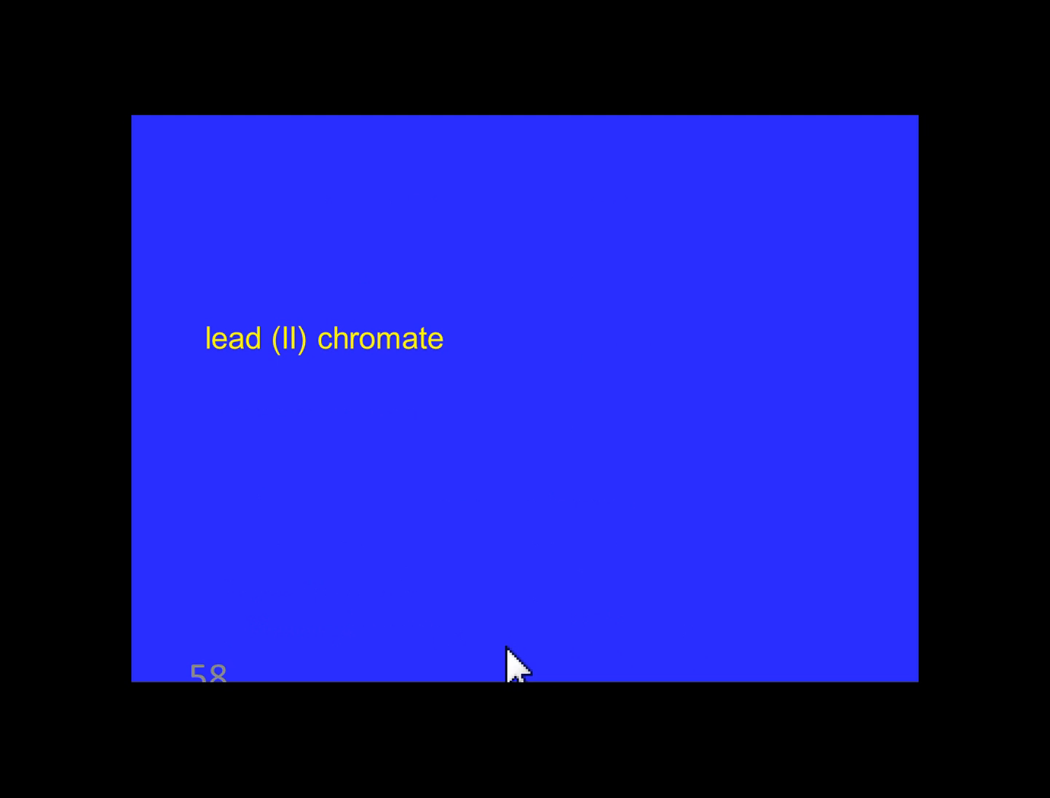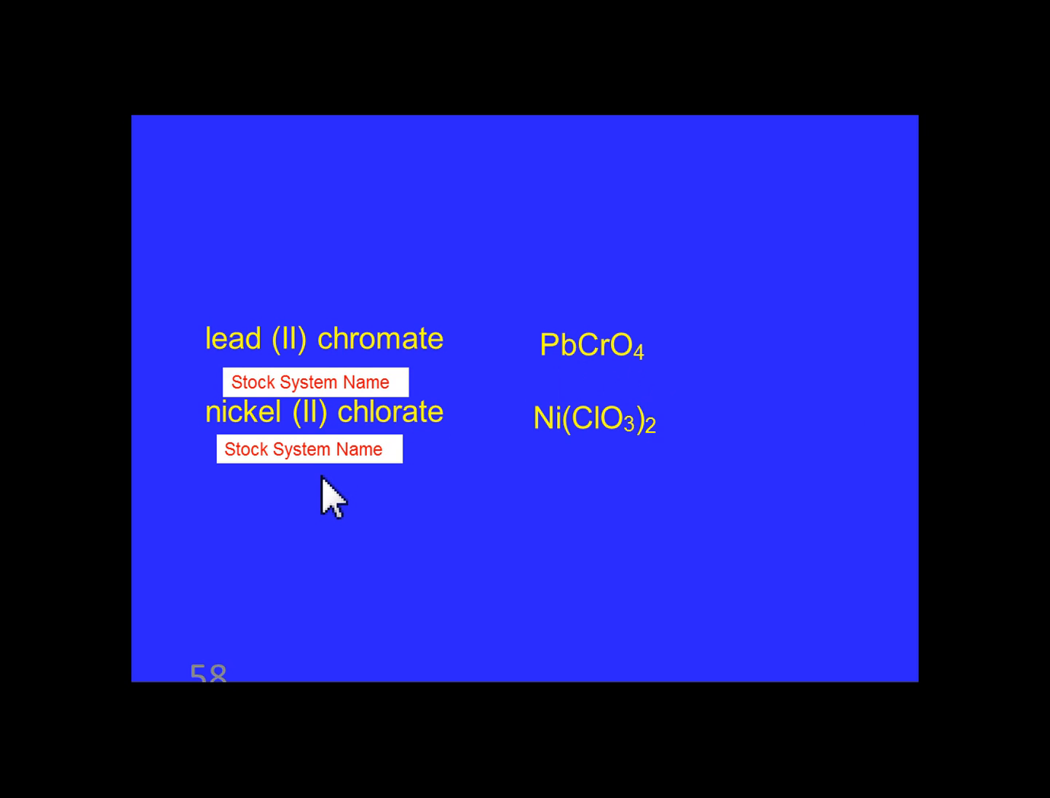All right, lead 2 chromate. It's PbCrO4. Chromate is CrO4. Lead is Pb. Nickel 2 chlorate. Ni(ClO3)2. Chlorate is ClO3 with a -1 charge, and nickel has a +2, so we need 2 chlorates for that. Aluminum sulfate. All right, aluminum has a +3 charge, so we're going to need 2 of those.